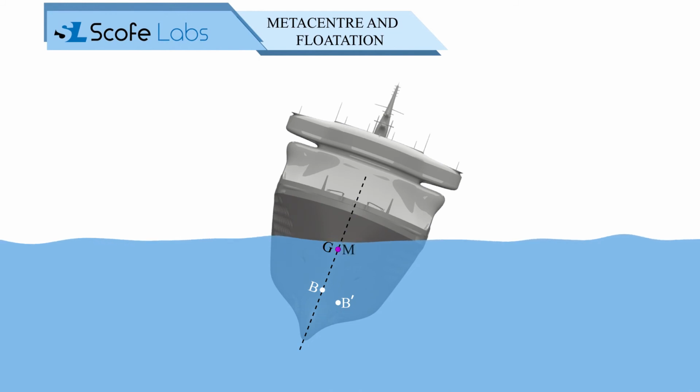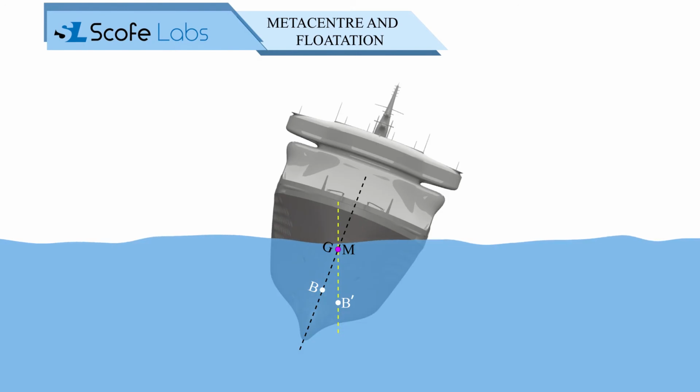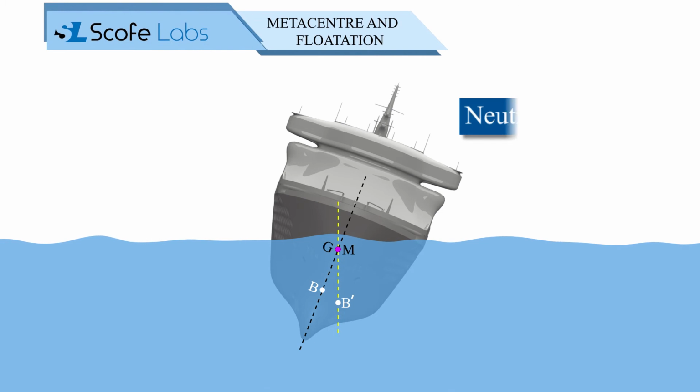When the metacentre point M coincides with the center of gravity G, the weight of the body and buoyant force become collinear and pass through the same line of action, due to which the body neither returns to its original position nor increases its displacement. It remains in that tilted position. Thus, this body is said to be in neutral equilibrium.